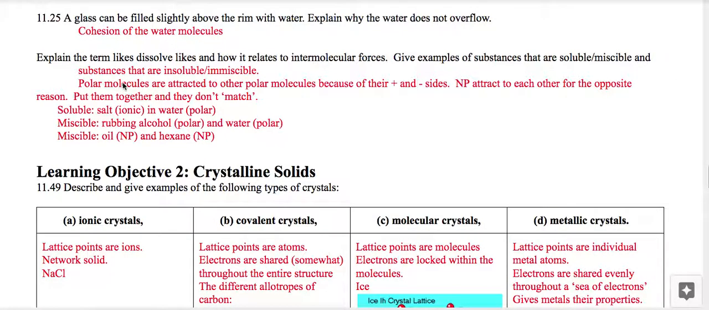Likes dissolve likes. Oh, I did it again. I turned some of the question into red as part of the question.